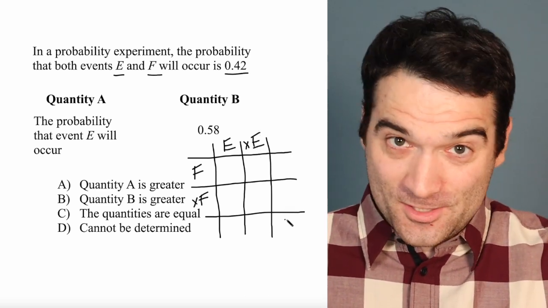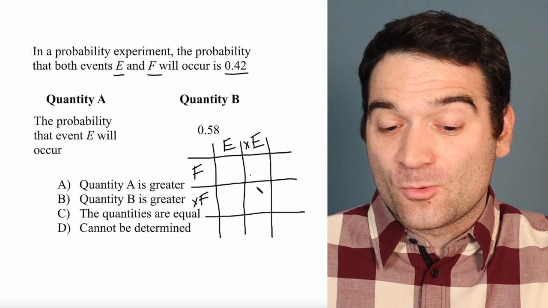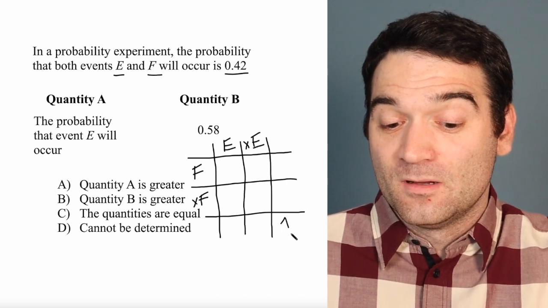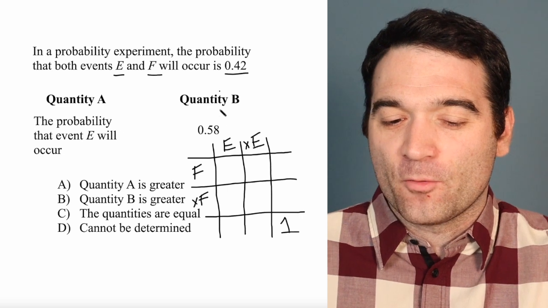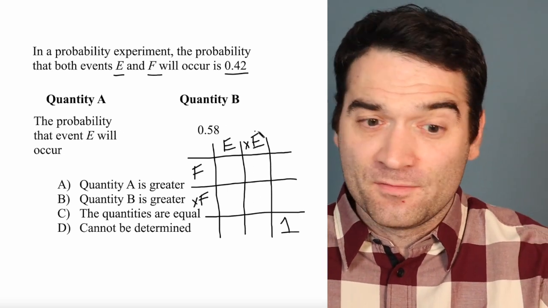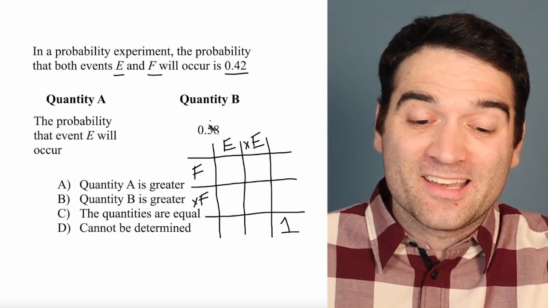And I know, this is the most important part, that the sum of all these squares has to add up to 100% or 1. I'm going to say 1 because I'm using 0.42 and 0.58, but I could easily have used 42% and 58% and 100%.